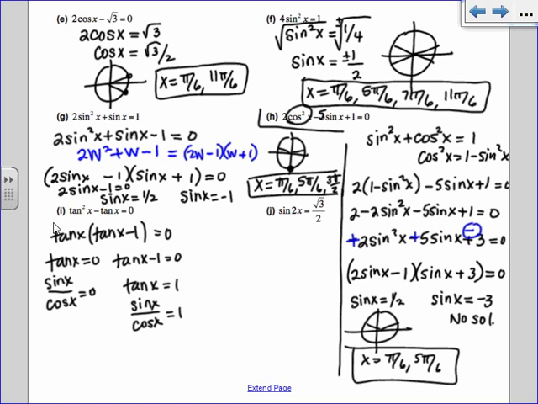So you can think of multiplying that cosine of x over, it goes away. So you end up just getting sine of x equals 0. And that happens at 0 and pi.